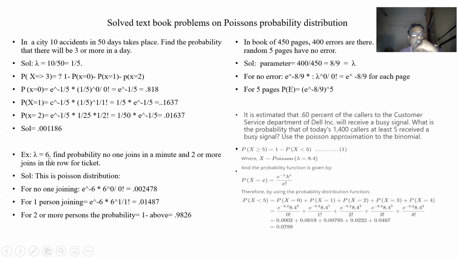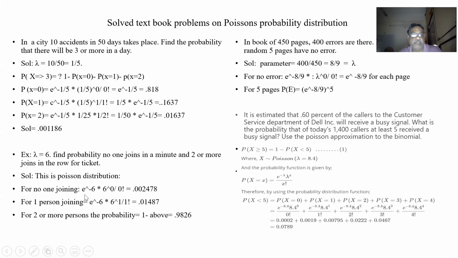Let us see. Lambda is given. Find the probability that no one joins in the queue in a minute, and 2 or more join in the queue for a ticket in a cinema hall. It is found that people are joining the cinema hall. Normally 6 are joining in a minute. So what is the probability that no one joins in a minute?